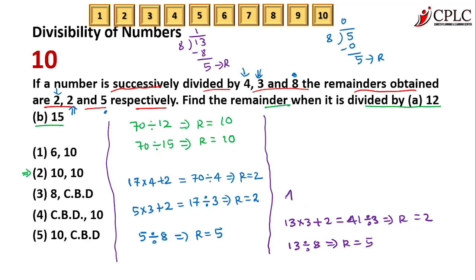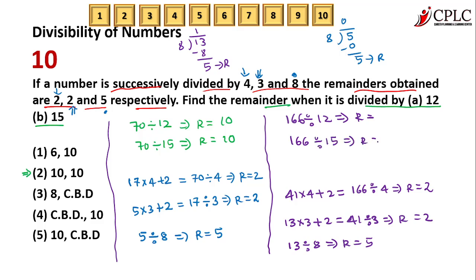So we have to multiply again. So 41 4s are, plus the remainder 2. So 41 4s are 164. 164 plus 2 is 166, divided by 4, remainder is 2, which is satisfied. So the other number that we have as a possibility can be 166, for example. So 166 if divided by 12, what is the remainder? And 166 if divided by 15, what will be the remainder?